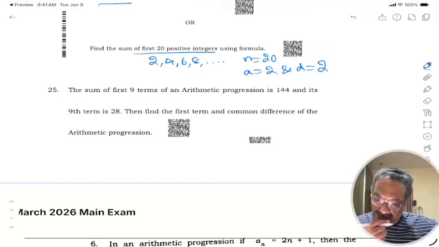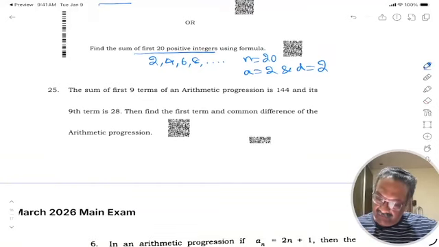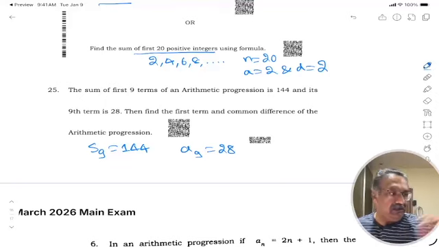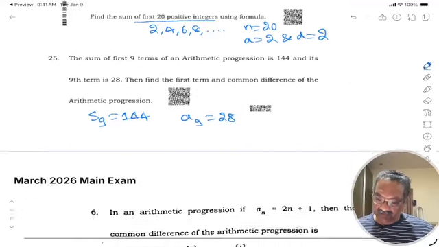The sum of 9 terms of an AP is 144. So S9 is 144 and A9 is 28. Find the first term and common difference of the AP. I think this also can be solved. This is also easy. Okay.